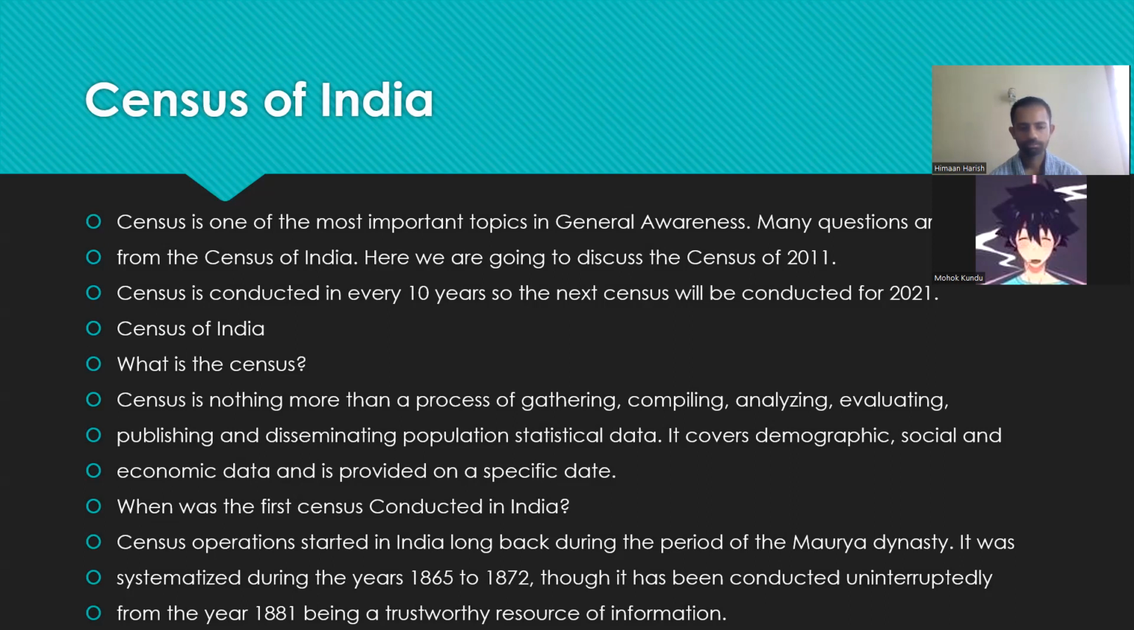Okay. And there is a specific website for the Census of India as well. It is known as, I'll just write it on the screen, so that it can be looked up.